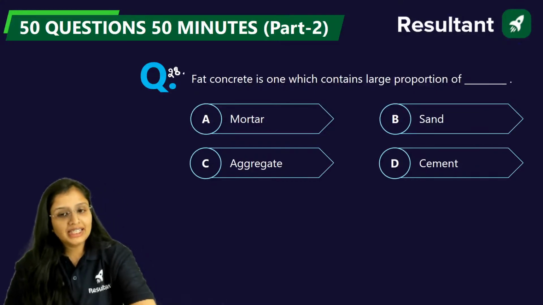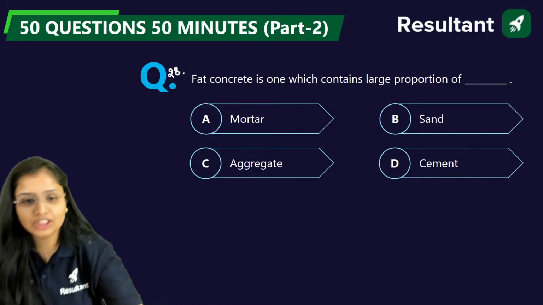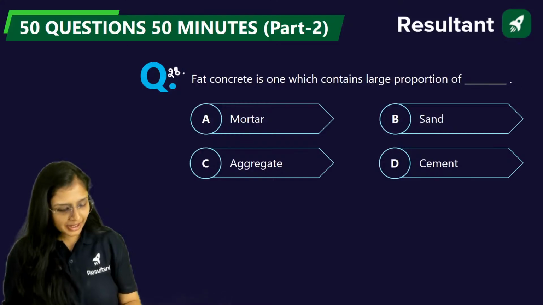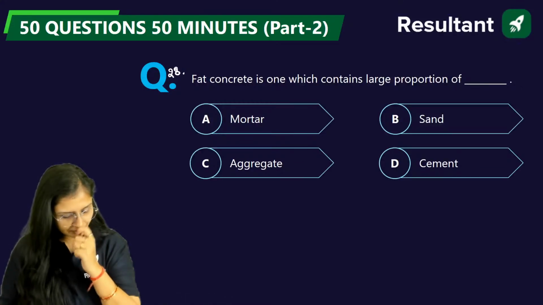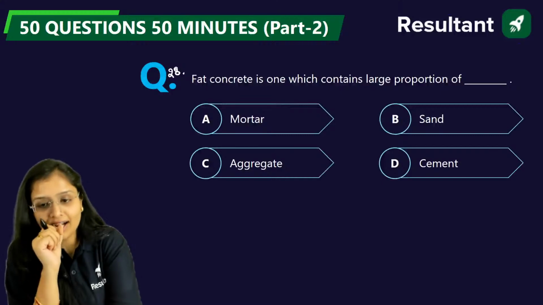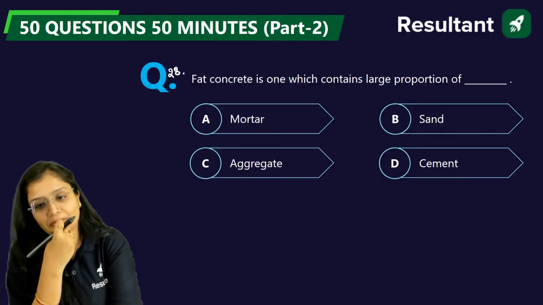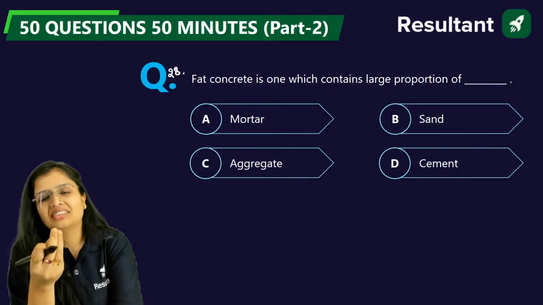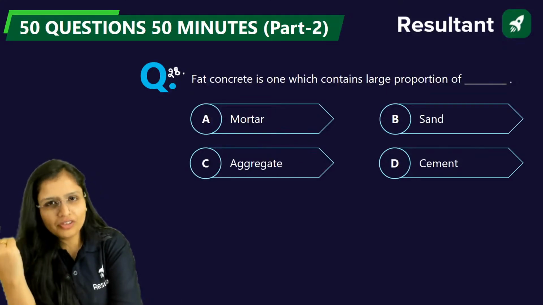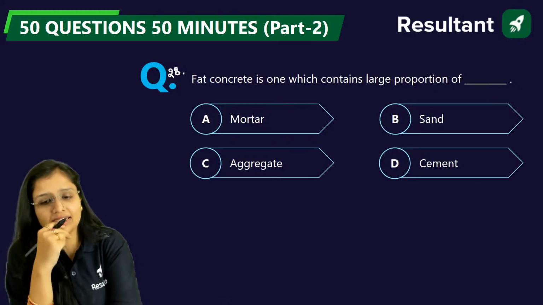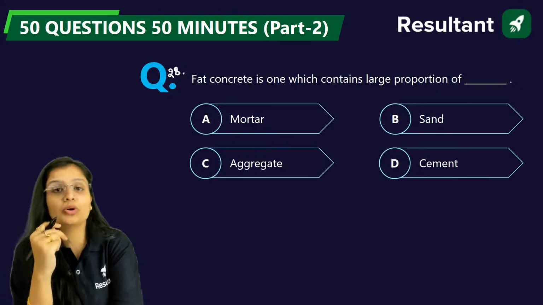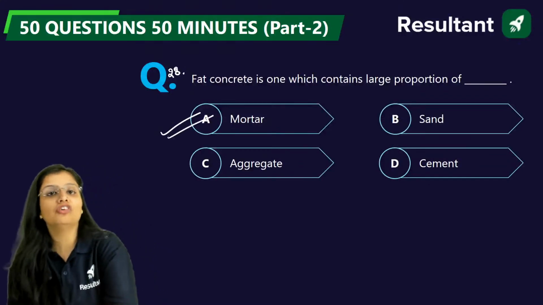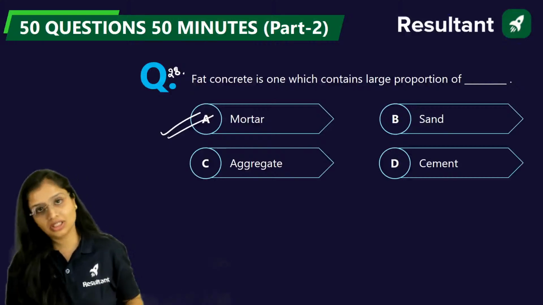Fat concrete is one which contains large proportion of... Fat concrete क्या होता है? किसी को आप फैट बोल रहे हो तो क्या चीज ज्यादा है उसमें? स्टिकी होता है, एडेसिव, जो ट्रॉवेल यूज करते हैं उसके साथ बहुत ज्यादा स्टिकी हो जाता है. In this we have large proportion of mortar. So fat concrete is one which contains large proportion of mortar in it. Mortar उसमें ज्यादा होता है.